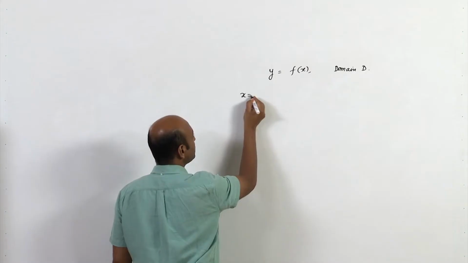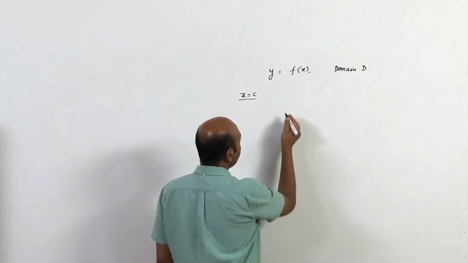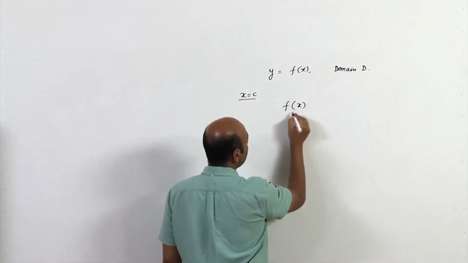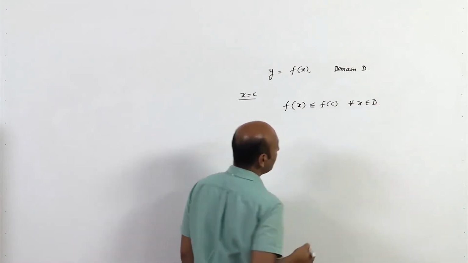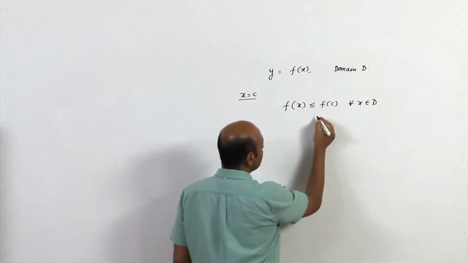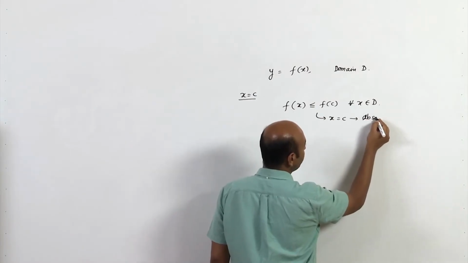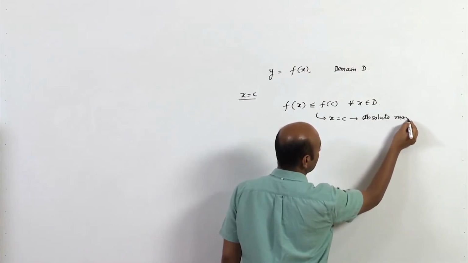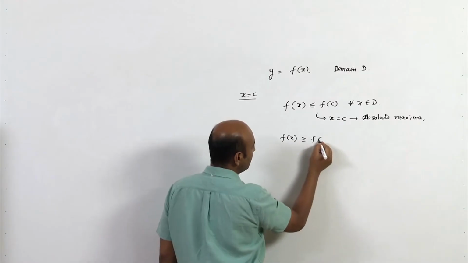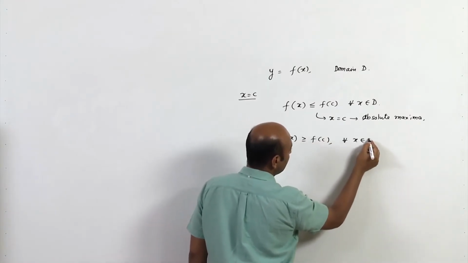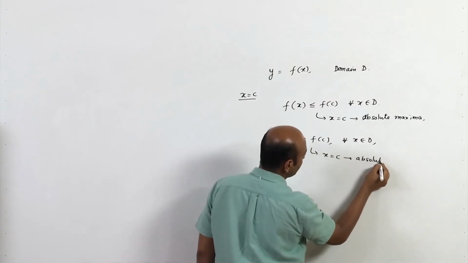then a point x equal to c is said to be a point of absolute maxima of this function if f(x) is less than or equal to f(c) for every x in D. If this holds, then we say that x equal to c is a point of absolute maxima. Similarly, if f(x) is greater than or equal to f(c) for every x in D, then x equal to c we call absolute minima.